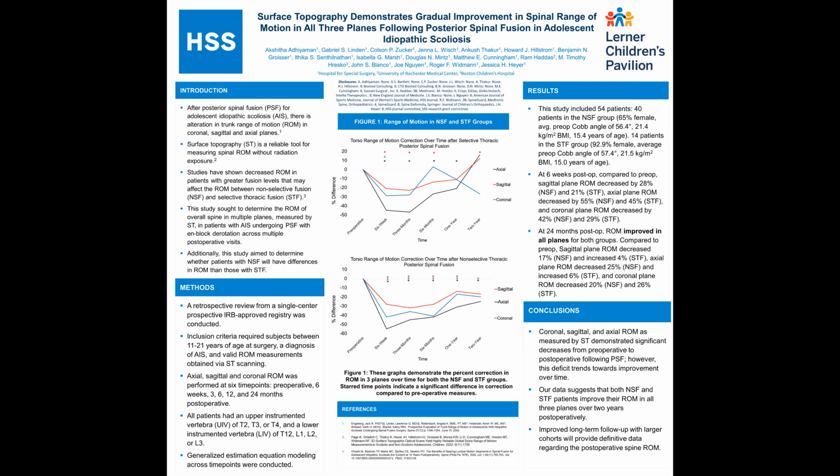Methods. A retrospective review from a single-center prospective IRB-approved registry was conducted. Inclusion criteria required subjects between 11 and 21 years of age at surgery, a diagnosis of AIS, and valid range of motion measurements obtained via surface topography scanning. Axial, sagittal, and coronal range of motion was measured at 6 time points: preoperative, 6 weeks, 3 months, 6 months, 12 months, and 24 months postoperatively.